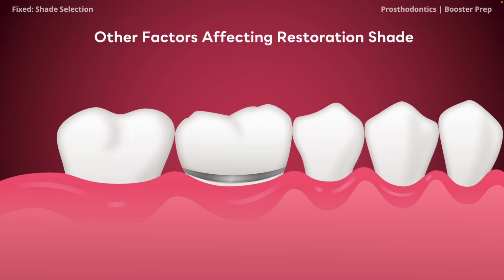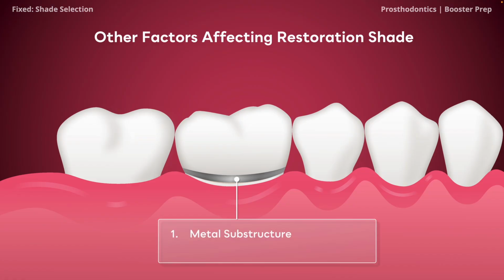Okay guys, so far we've talked about hue, chroma, and value as key elements of shade selection, but there are actually several other factors that can influence the final appearance of a restoration. The first factor we need to consider is the metal substructure in PFM crowns, and I talked about this a bit in the material selection video, but when you have a PFM crown, the metal substructure can sometimes interfere with the appearance of the final restoration. So if the metal layer beneath the porcelain is too thick, it can make the crown look opaque, leading to a dull gray appearance.